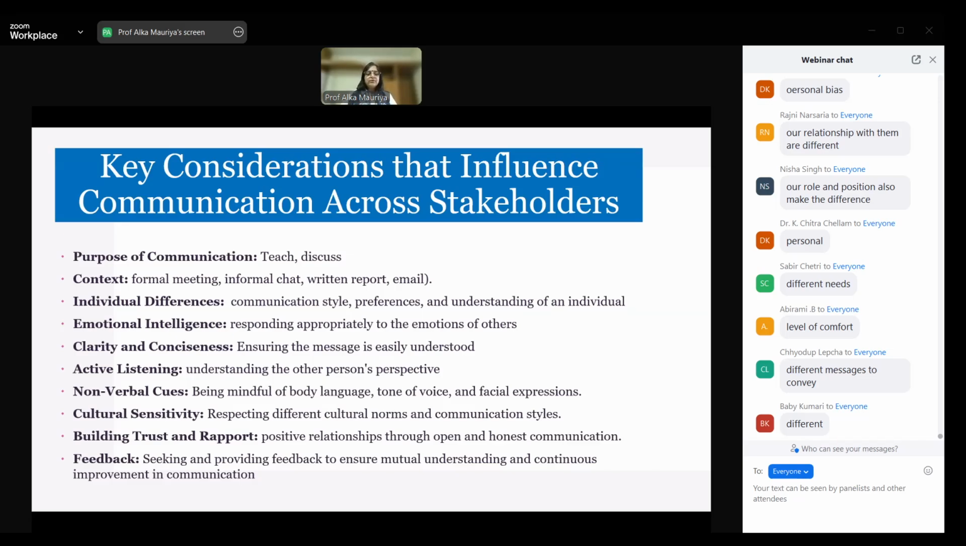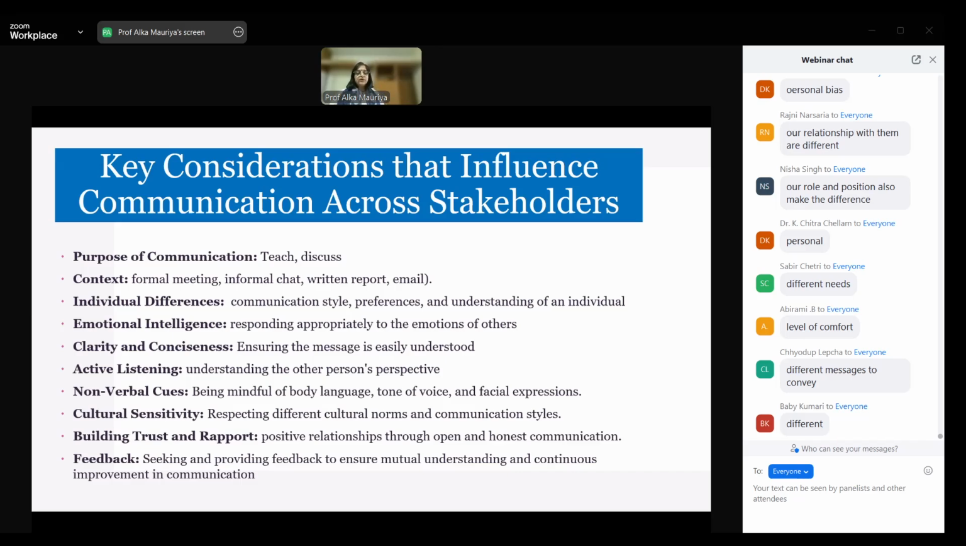But the people with whom we do not have such closeness, we try to be formal, or we try to be cautious at times as to how we should be communicating with them. Emotional intelligence, how the other person will basically perceive the message, that also has to be kept in mind. Clarity and conciseness. So you have to be very clear. Your message needs to be very clear and concise so that people can understand it properly.